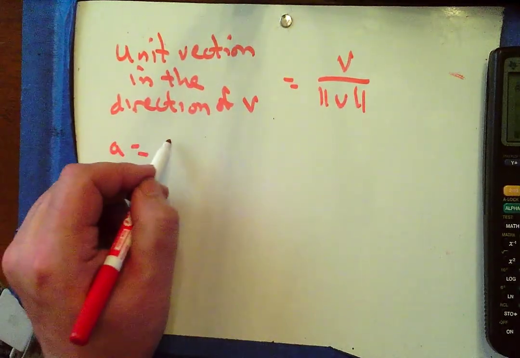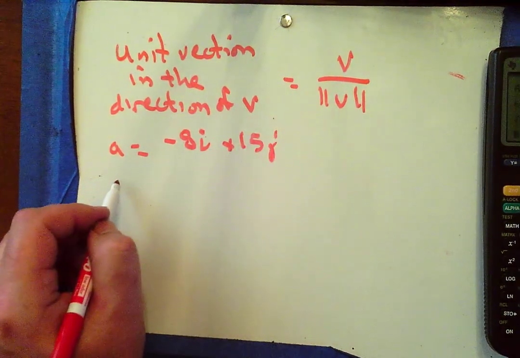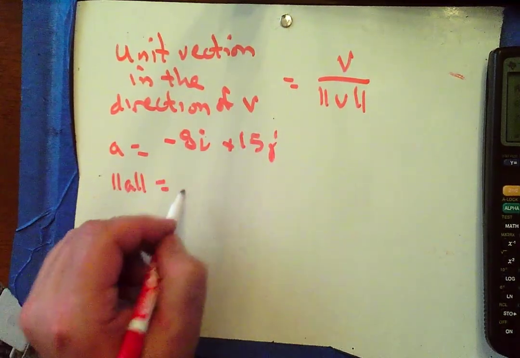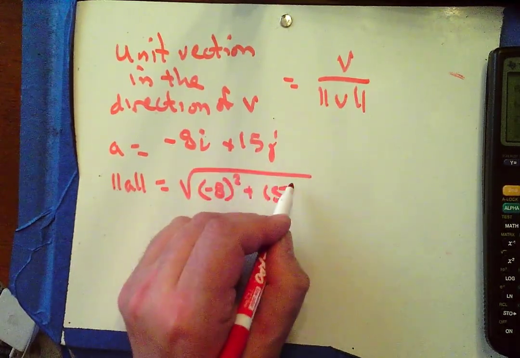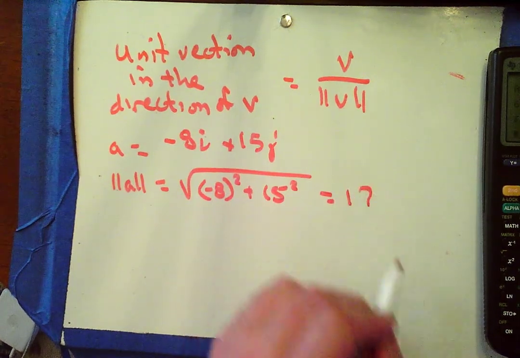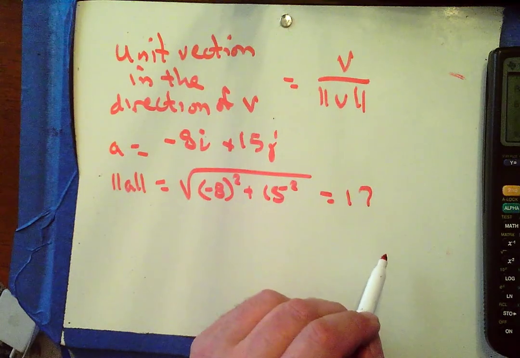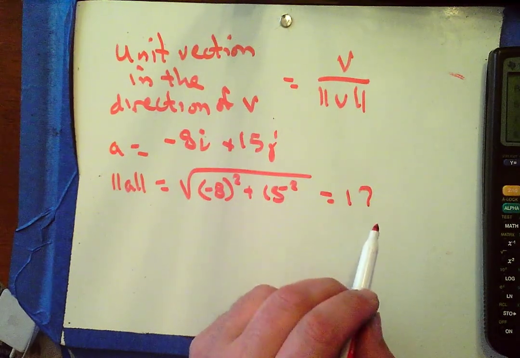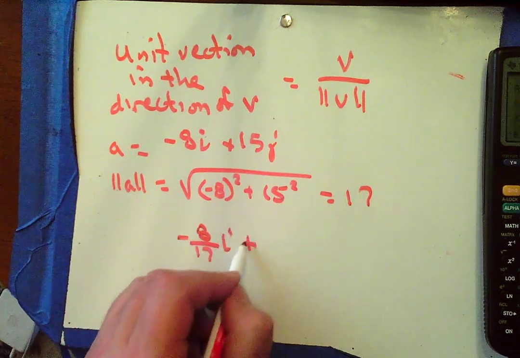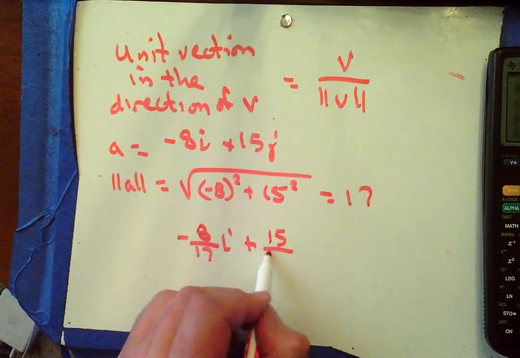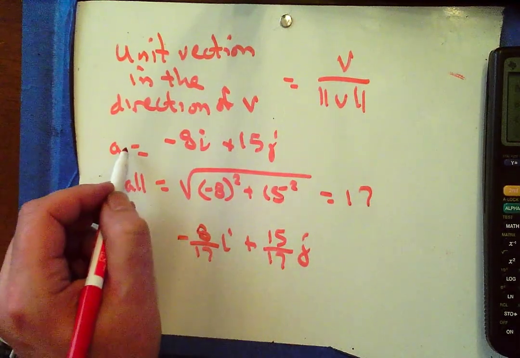We've got A equals negative 8i plus 15j. So the magnitude of A is going to be the square root of negative 8 squared plus 15 squared, which is going to be 17. It's an 8, 15, 17 triple. You should know your triples. And so then I've got negative 8 over 17 i plus 15 over 17 j. That's the unit vector in the direction of A.